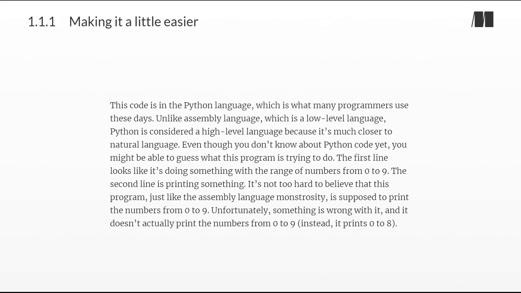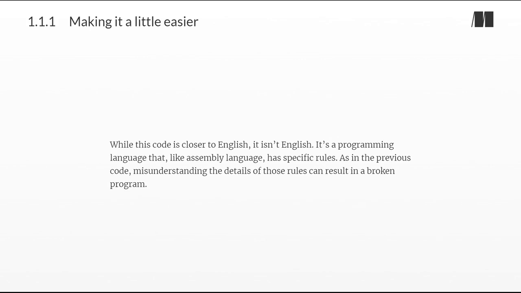trying to do. The first line looks like it's doing something with the range of numbers from 0 to 9. The second line is printing something. It's not too hard to believe that this program, just like the assembly language monstrosity, is supposed to print the numbers from 0 to 9. Unfortunately, something is wrong with it, and it doesn't actually print the numbers from 0 to 9. Instead, it prints 0 to 8.